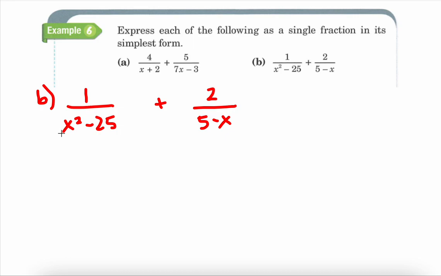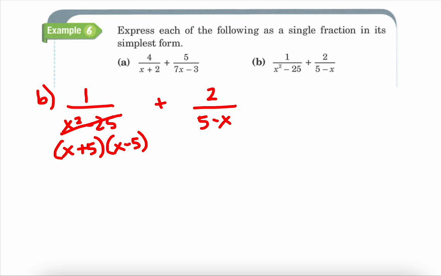This x squared minus 25, you should know from previous lessons that that's actually going to be factored as x plus 5 times x minus 5, right? Because they are both perfect squares, and then there's no middle term, so we know a plus and minus will cancel out that middle term. So really we're looking at 1 over x plus 5 times x minus 5.